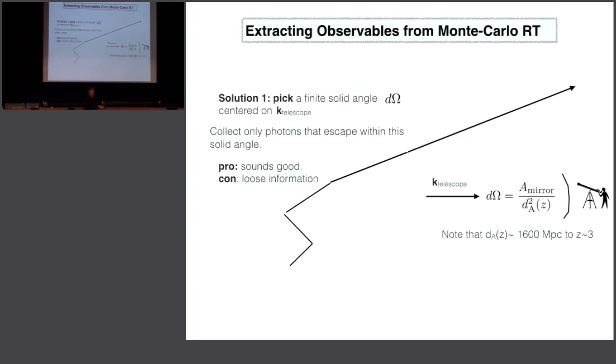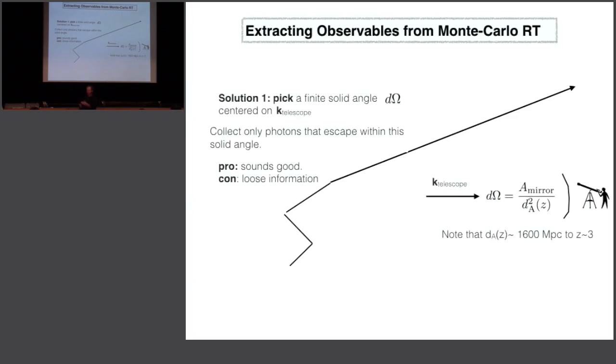The problem is, of course, if you pick your d omega small, you're losing a lot of information. In fact, you're losing d omega over 4 pi of the photons that you were using. The rest you can just throw away because they're not relevant observationally. So that's not a very efficient way to extract information from your Monte Carlo simulation.